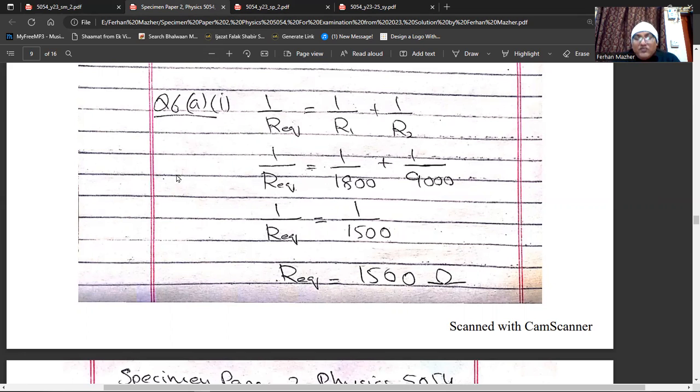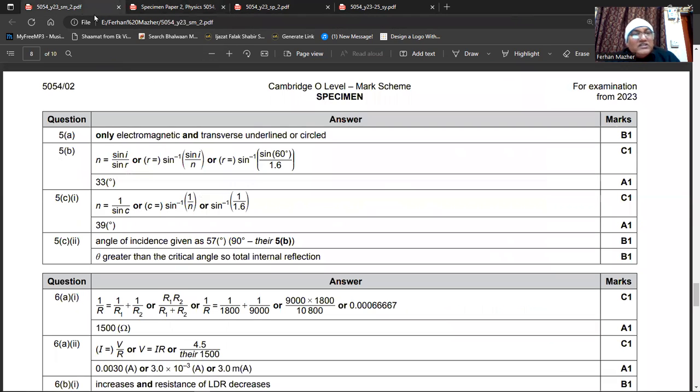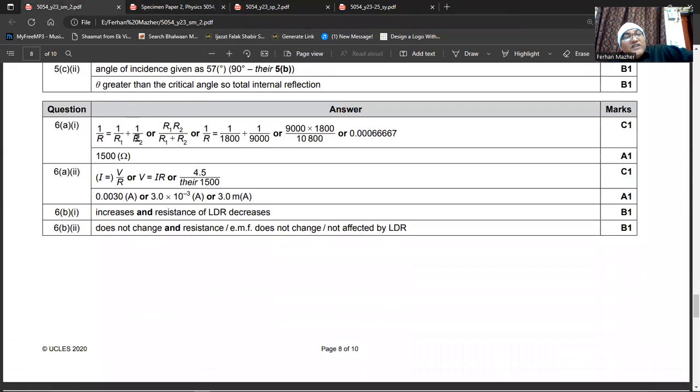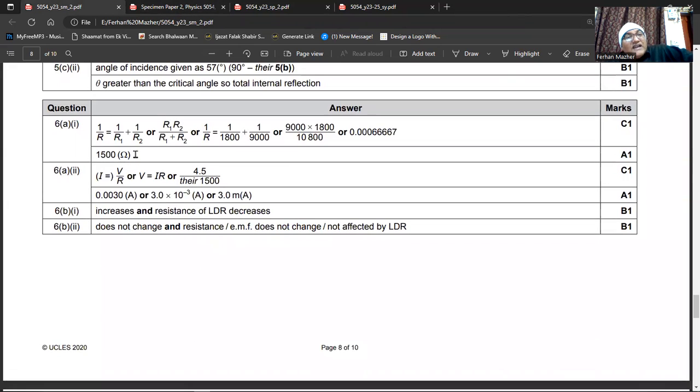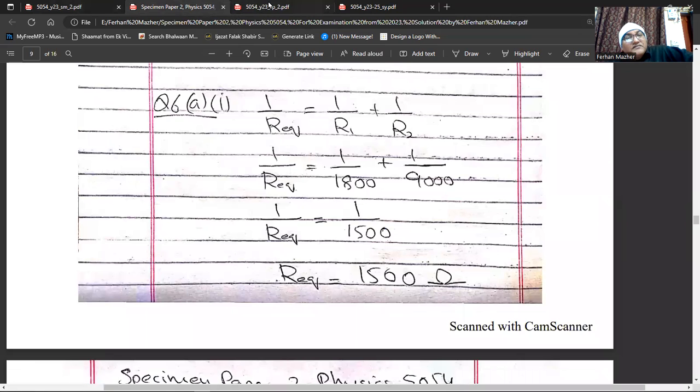So in your calculator, you will do this calculation: 1 divided by 1800 plus 1 divided by 9000. So it will be 1 by 1500. So 1 by R equivalent is equal to 1 by 1500, cross multiply. So you will get R equivalent equals 1500 ohm. So the two resistors which are in parallel to each other, their combined resistance will be 1500 ohm. So you can see our answer is right.